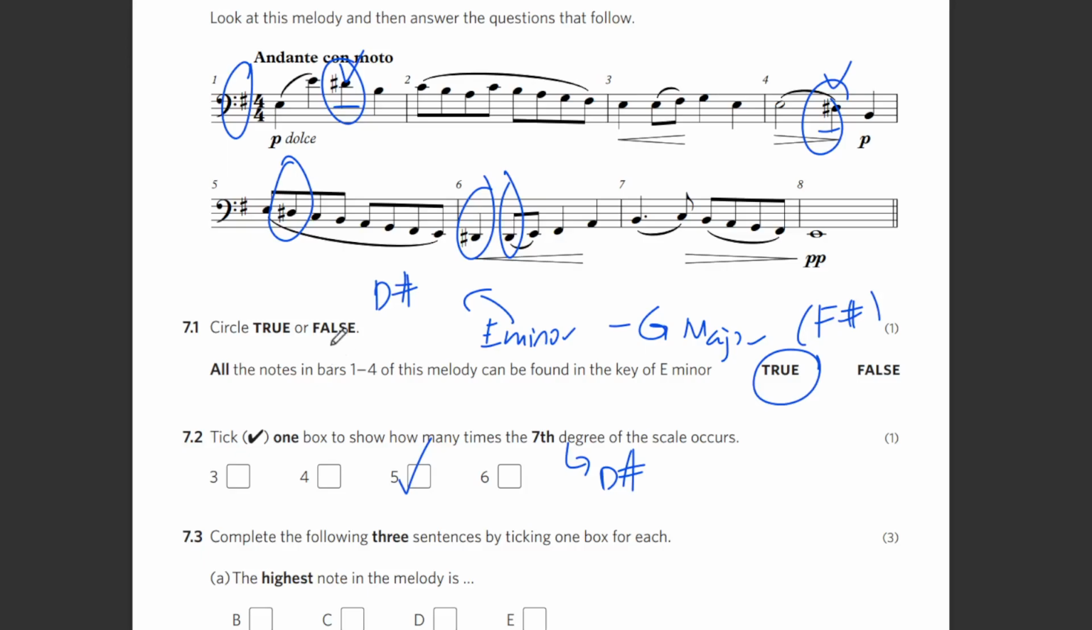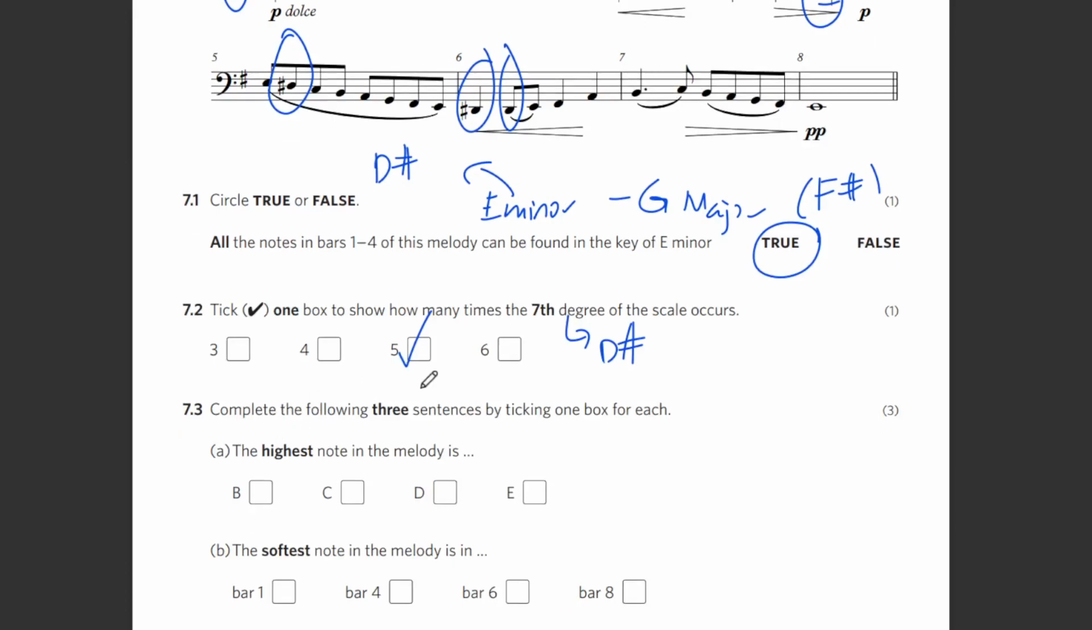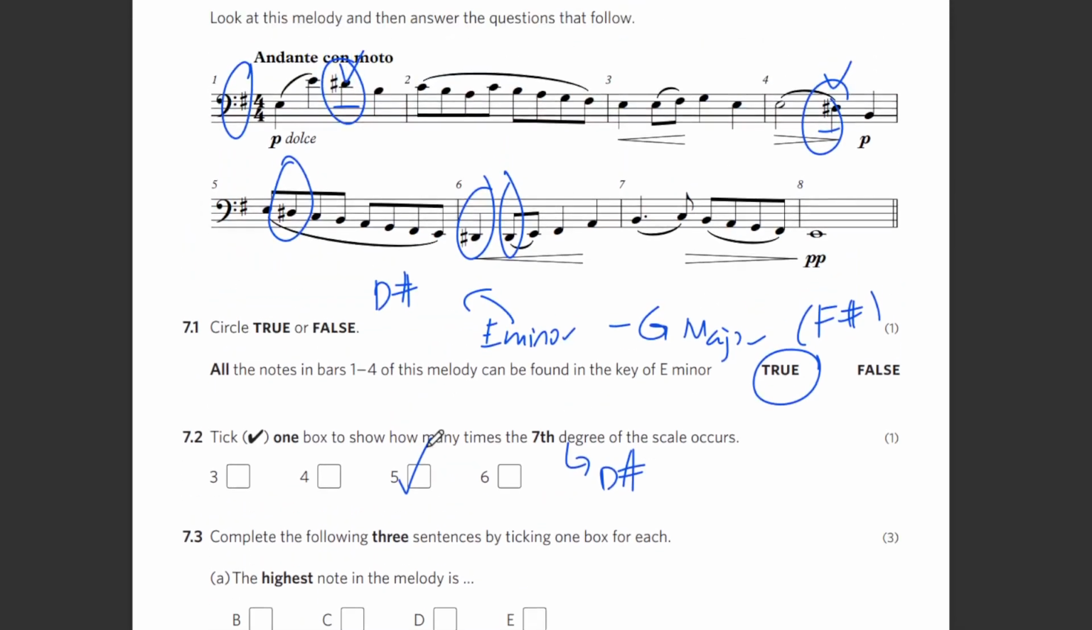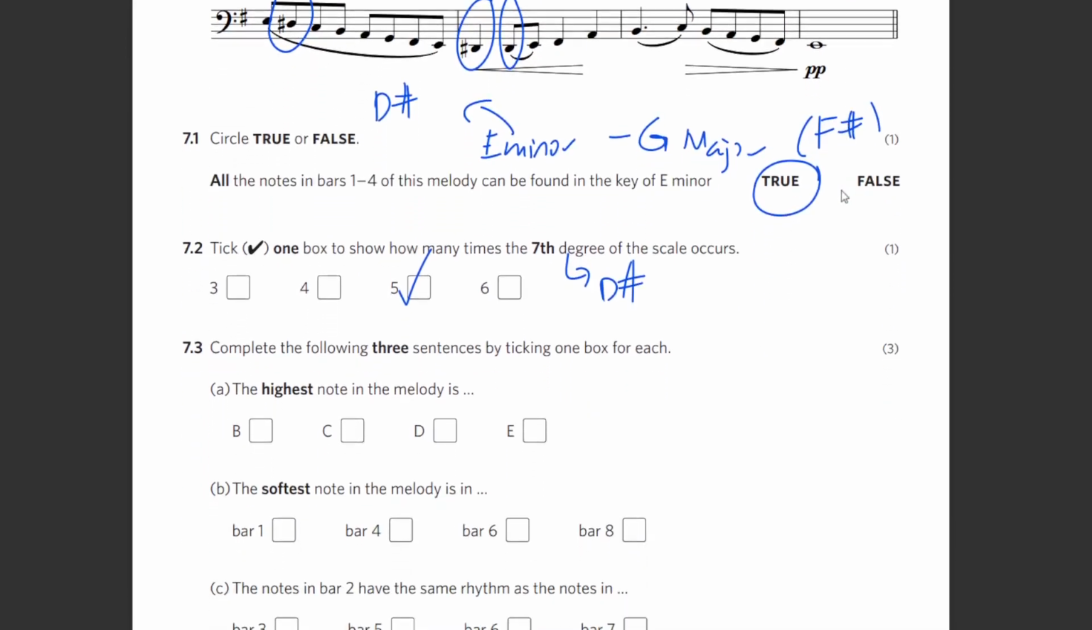Okay, next, complete the following 3 sentences by ticking one box each. So now you're asked, what is the highest note in the melody? If you want to look for the highest note, look for the highest up in the music staff. The highest note here is E. Let's check, are there any other notes higher than this E? No. So the highest note here is simply E.